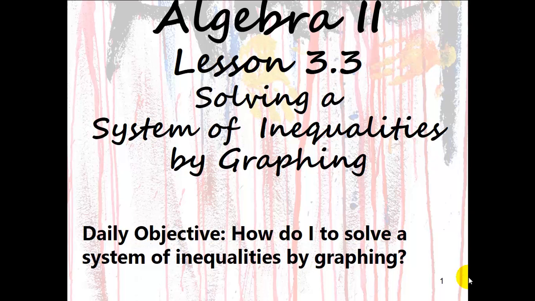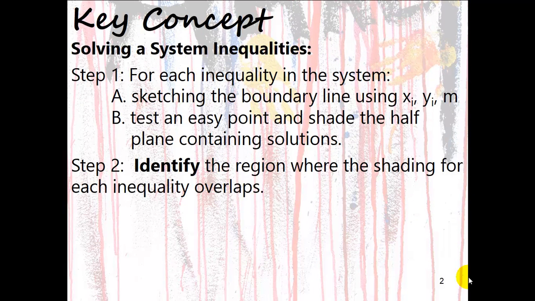All right, welcome back. We're going to learn how to solve a system of inequalities by graphing. And remember that whenever we graph an inequality, that includes shading. For each inequality in the system, we're going to sketch the boundary line. That means identifying the x-intercept, the y-intercept, and maybe the slope. Test an easy point, shade the half of the plane that contains the solutions, and then to identify the solutions of the system, you look for where the inequalities overlap.